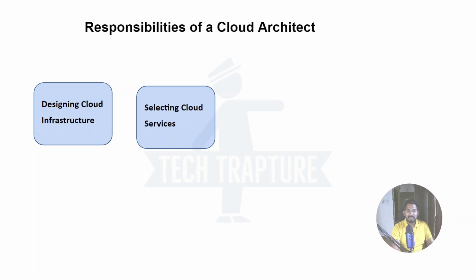Okay, then selecting the cloud services. As I said, suppose I want to migrate from on-premises to Google Cloud. I am working on the migration project. Currently the client is using a database like SQL Server on a virtual machine. So what would be the service when I am migrating to the cloud?